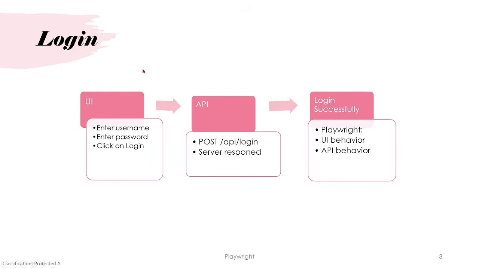For example, the login process. Generally, you have an interface to enter username and password. Click the login button. Then there is an API POST to the login API and the service responds. If login is successful, Playwright has both UI behavior and API behavior together.